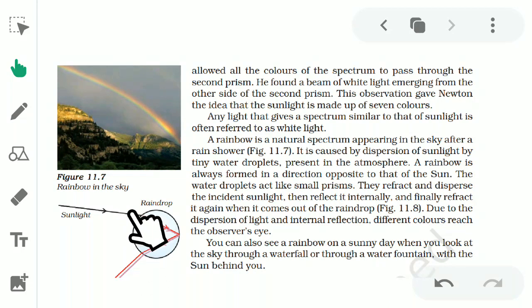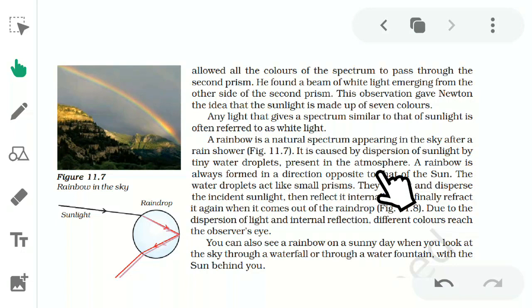When it enters into the water drop, each water drop acts like a prism. That means it undergoes dispersion. That means a violet to red color spectrum is formed inside, and all the colors are reflected internally, and each color makes some angle with the eye of the observer. So when you see the rainbow from the earth, you can see the arc shape, because all the red color subtends one angle, and all the blue color subtends one angle. So this gives the arc shape.